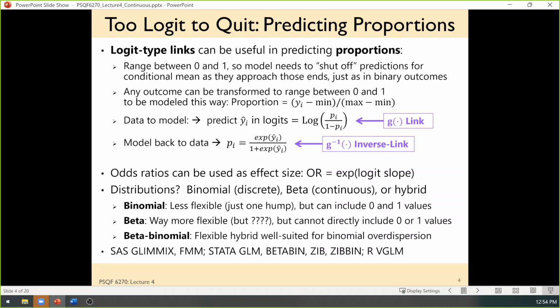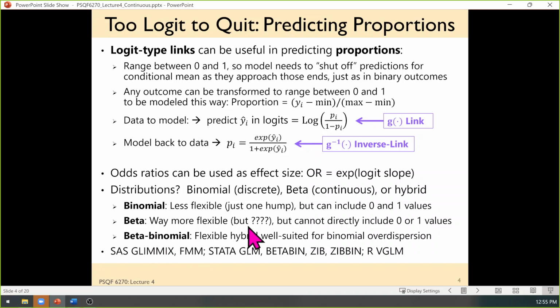So that's what I mean by just one hump. It does include zeros and ones. So if you have somebody who gets 0 answers correct or somebody who gets all the answers correct, you can still model those possibilities with a binomial distribution.